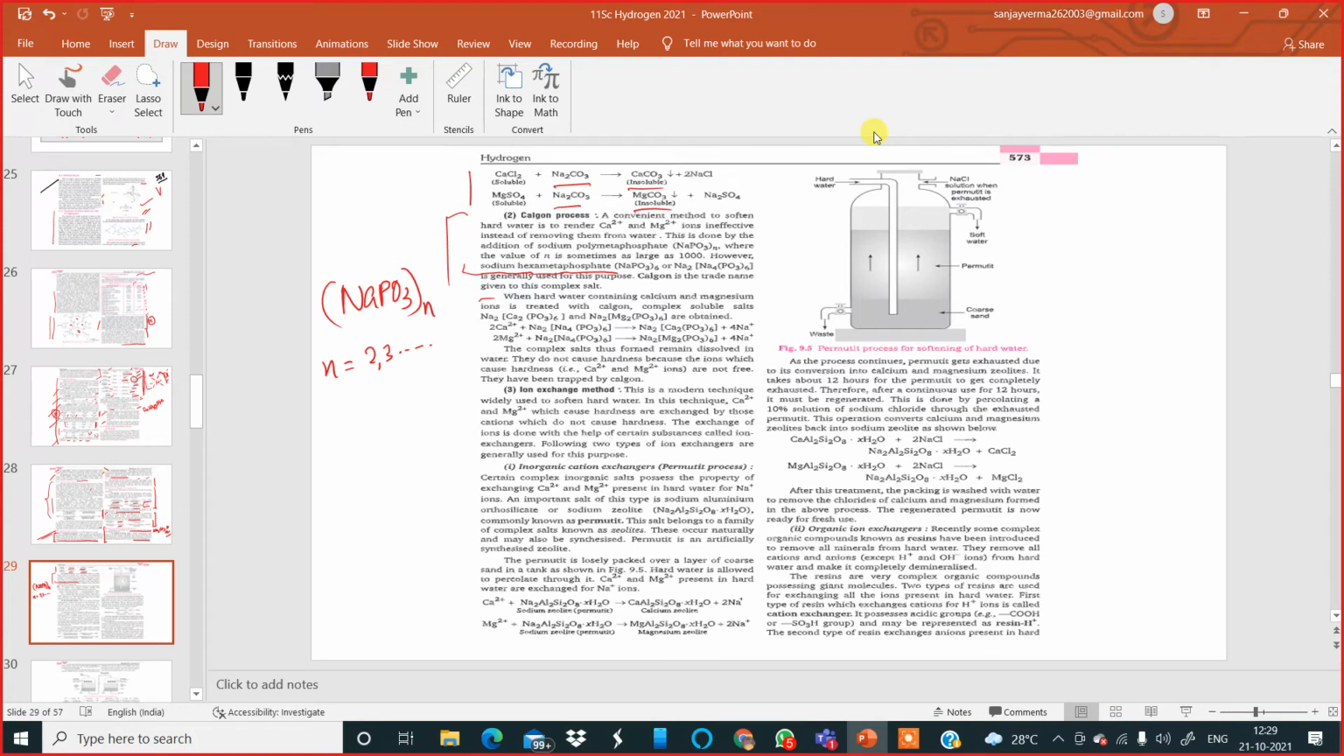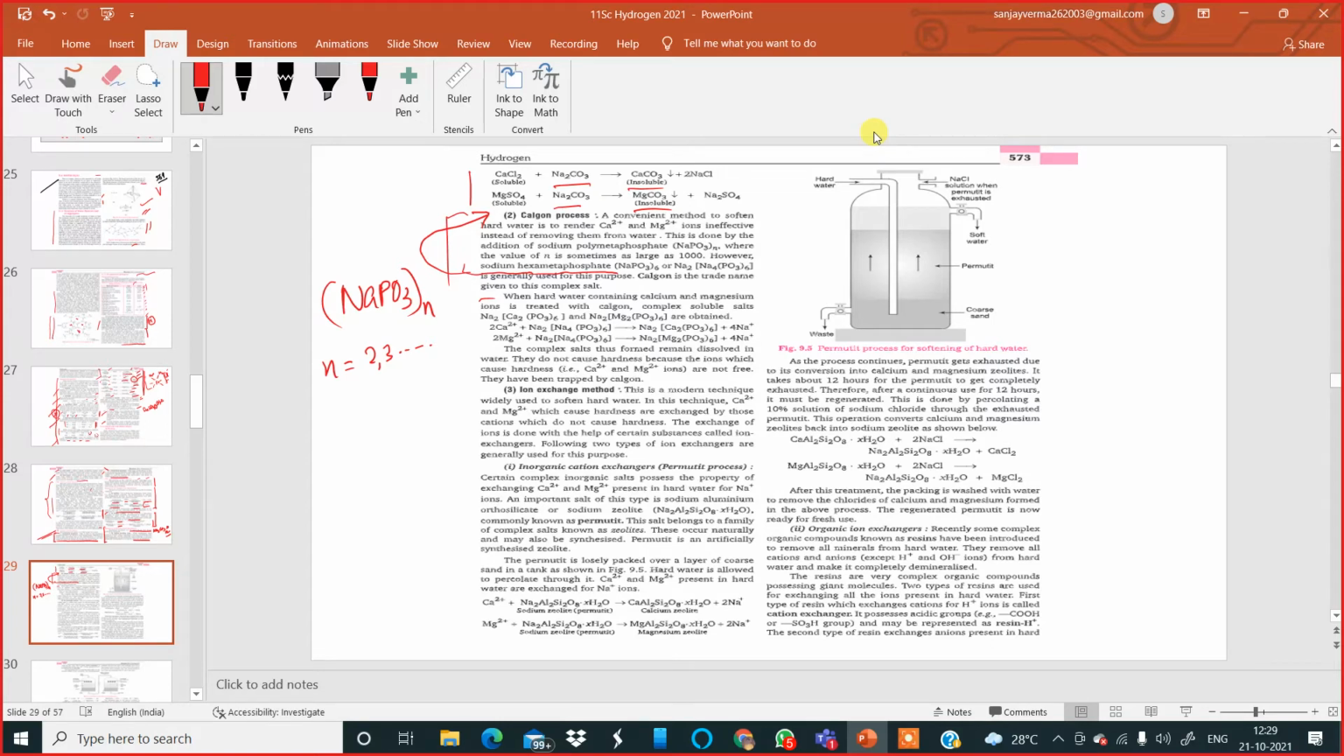So, they can remain in the water, but they will not interfere with anything else. The complex salts thus formed remain dissolved in water. They do not cause hardness because the ions which cause hardness, that is calcium and magnesium, are not free. They have been trapped by whom? By calgon. Now, this sodium hexametaphosphate is called calgon. The market name, the trade name, is calgon.